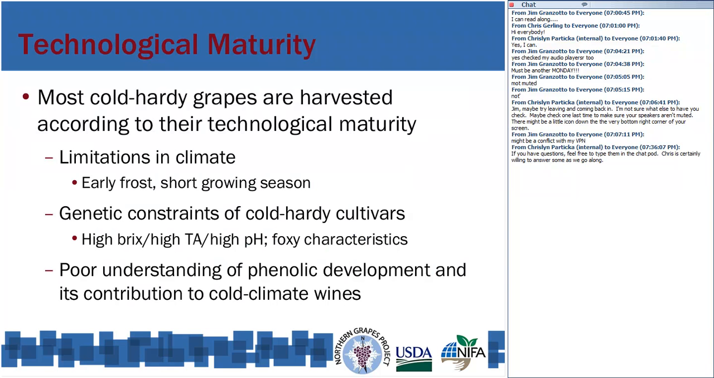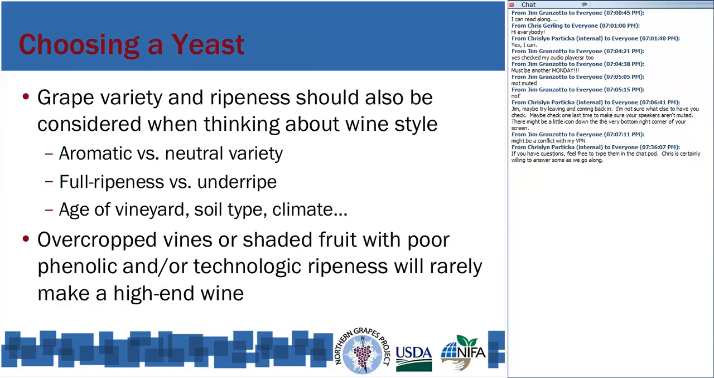So we can't always wait for the perfect phenolic development when there's early frost or a short growing season or just a colder growing season. And then the cold hardy grapes, a lot of them just get really high Brix and high pH early on, so we don't have the luxury of waiting for proper phenolic maturity. And hopefully we'll know a little bit more about this by the end of the Northern Grapes trials.